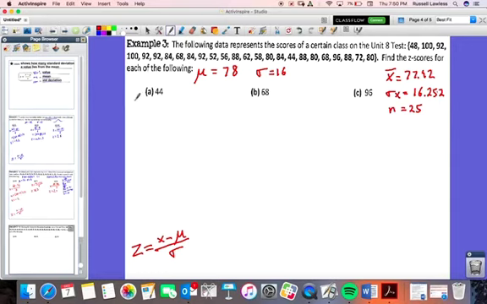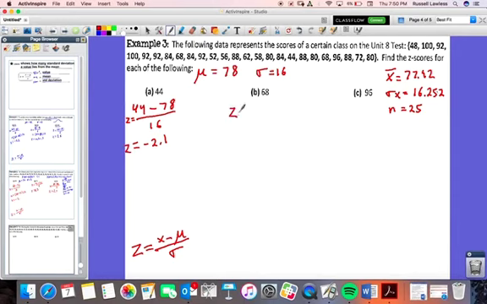Now, when we do that, we got x minus mu over sigma. We're going to do our x, so 44, set this equal to z. 44 minus our mean, so 78, and then divide that by 16. When you do 44 minus 78 and divide that by 16, you'll get a negative 2.125. Just leave that as a negative 2.1. I'm fine with that. And so now going over to b, we got one z down, 2 to go.